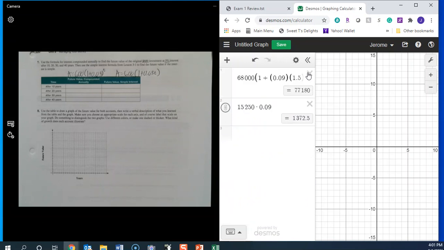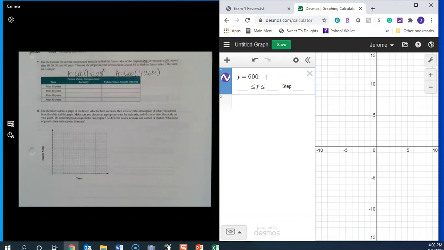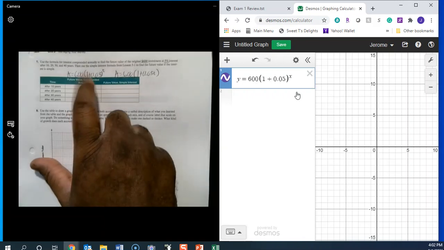We could put this in Desmos. When we put this in Desmos, there are a lot of advantages to doing it in Desmos. So now instead of using A and T, let's use Y and X. So let's type in y is equal to 600, then parenthesis, 1 plus 0.05, close the parenthesis, and then we will take this to the x power. Okay, now we got in our first formula here.